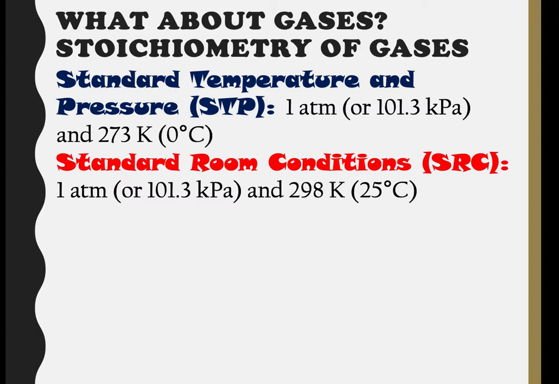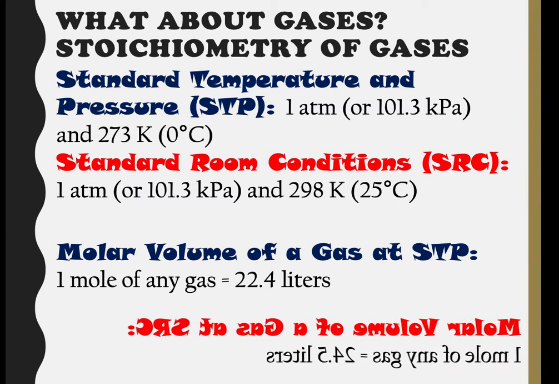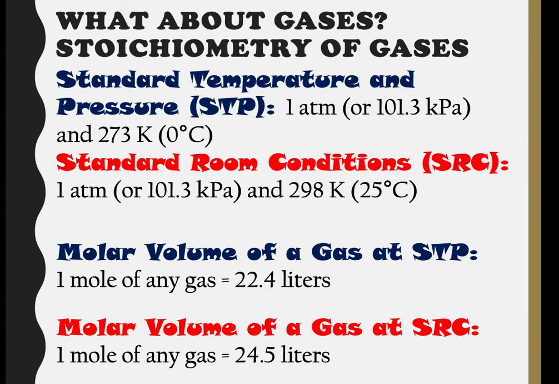Now what we learned then is something very interesting, that at a given pressure and temperature, like STP, 1 mole of any gas occupies a volume of 22.4 liters. As the temperature goes up, our volume goes up. But the same relationship is still true, that at SRC, 1 mole of any gas occupies a volume of 24.5 liters. And so what we have here is a way to get from a volume of a gas, which we can measure and observe in the lab, and that gives us a way to calculate moles of that substance.